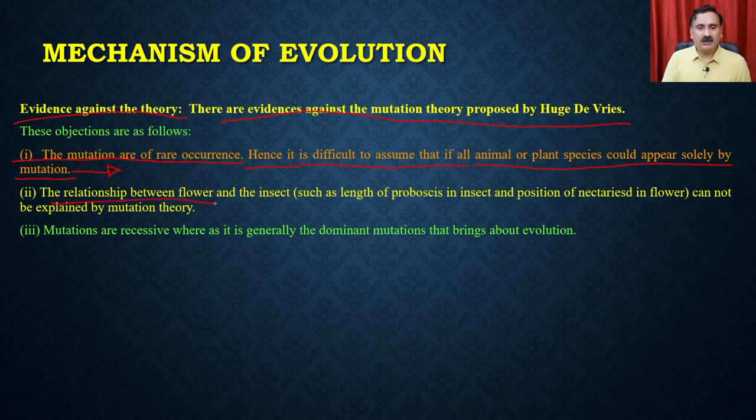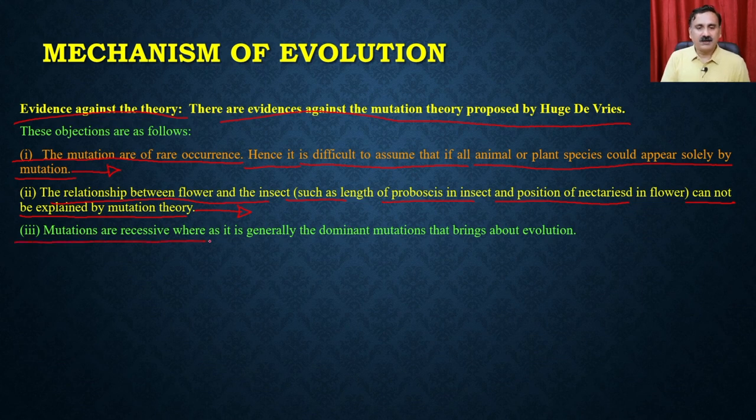The relationship between the flower and the insect, such as the length of the proboscis in the insect and the position of nectaries in the flower, cannot be explained by the mutation theory. So the relationship between two interacting species, which help each other, cannot be explained by the mutation theory. How was the insect evolved in such a way that it has a well-defined, suited proboscis so that it can take up nutrition from the flower, and at the same time also help the plant with pollination?